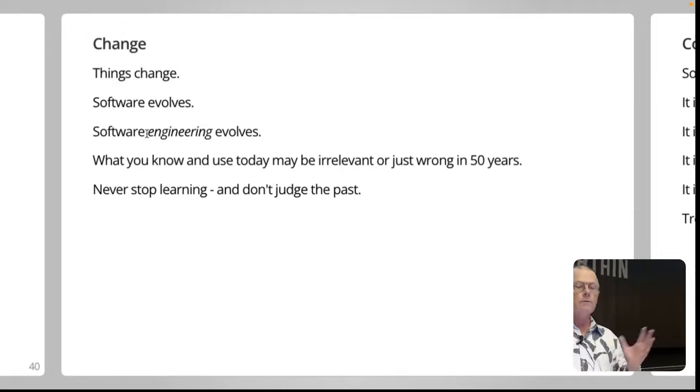Things change. Software evolves. The idea of software engineering evolves, right? What it means to have a good piece of software has changed tremendously in 50 years. It's changed in 10 years. 10 years ago, I wrote code differently from the way I do today because I've learned so much. So what you know and use today may still be around in 50 years, or might be totally irrelevant, or it might be considered blasphemous. We don't know. So be aware of change, and don't get dogmatic about technology. Don't think this is the best thing that will ever happen, because something coming tomorrow might just blow it out of the water. So never stop learning, but also don't judge the past.